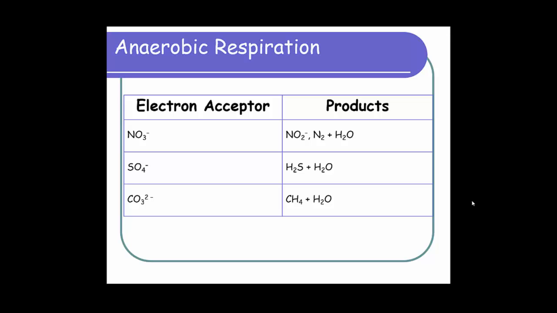Some of the anaerobic electron acceptors would be things like NO3, or nitrate, that would go to nitrite, nitrogen gas, and water. The sulfate ion, which would go to hydrogen sulfide and water, and the bicarbonate ion, which goes to CH4, or methane gas, and water.